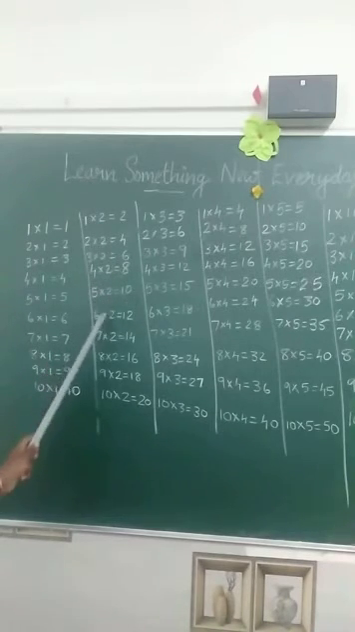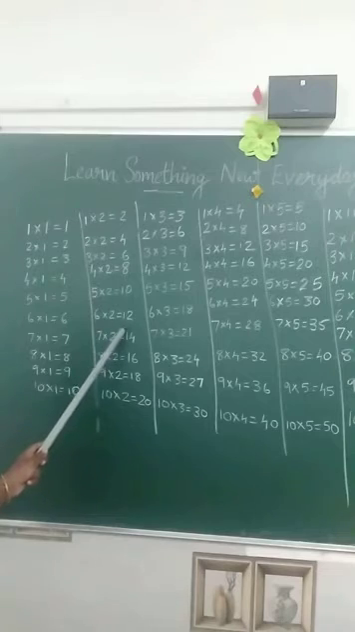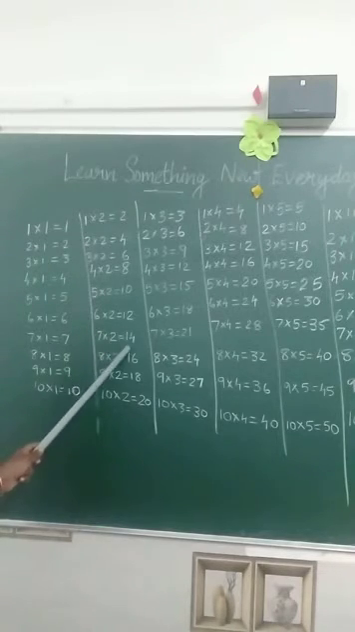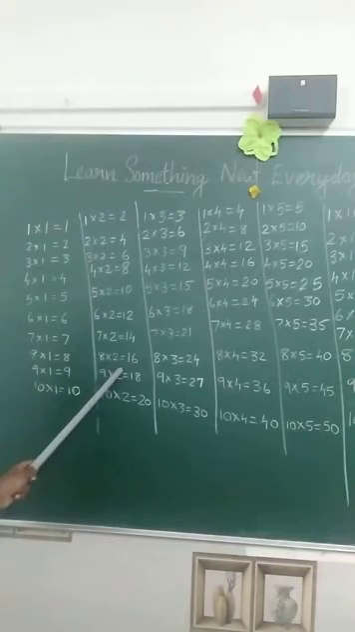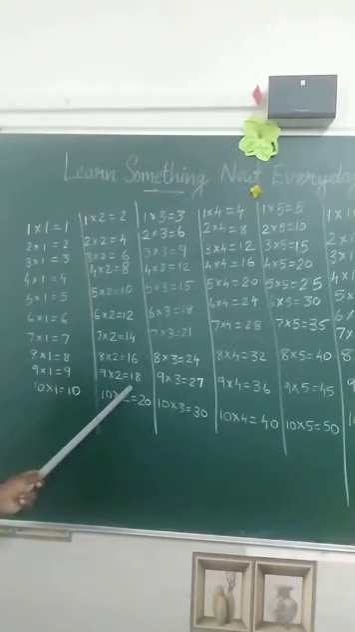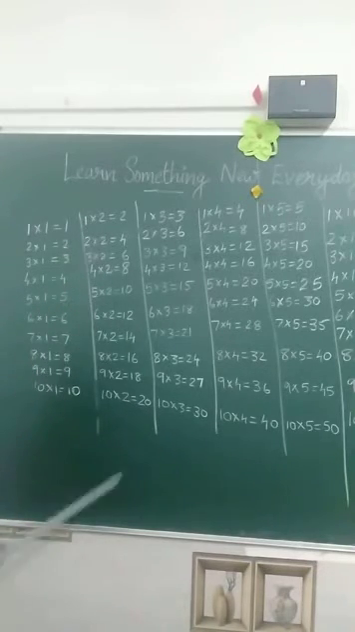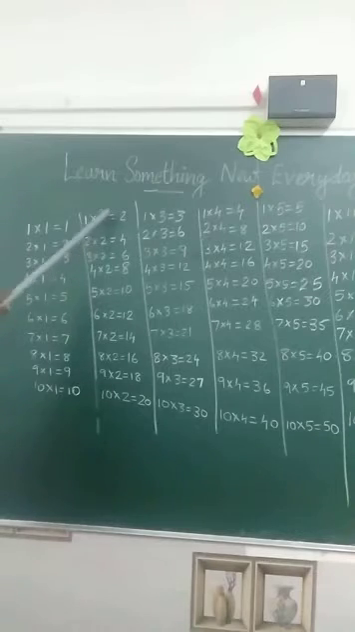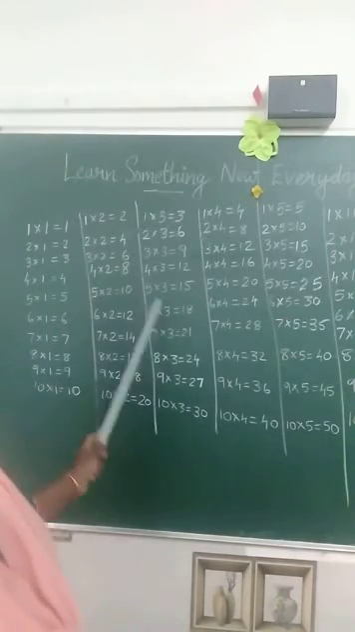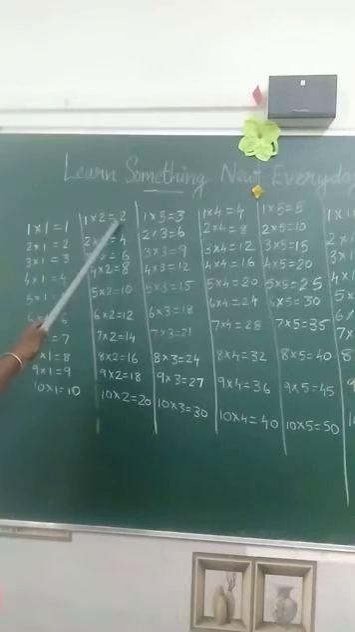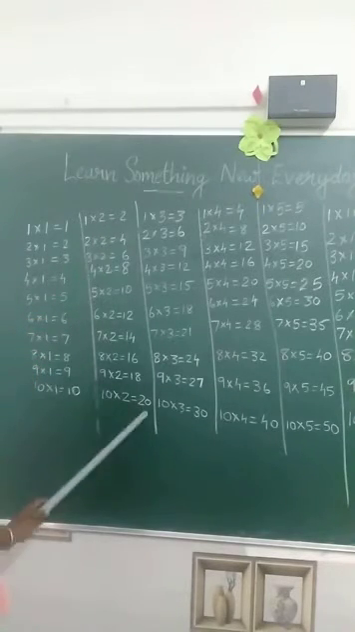5 2s are 10, 6 2s are 12, 7 2s are 14, 8 2s are 16, 9 2s are 18, 10 2s are 20. Okay, this is the table of 2. And see the answers side. You can see 2, 4, 6, 8, 10, 12, 14, 16, 18, 20. Skip counting by 2. We skip 2. See, so this is the answer.